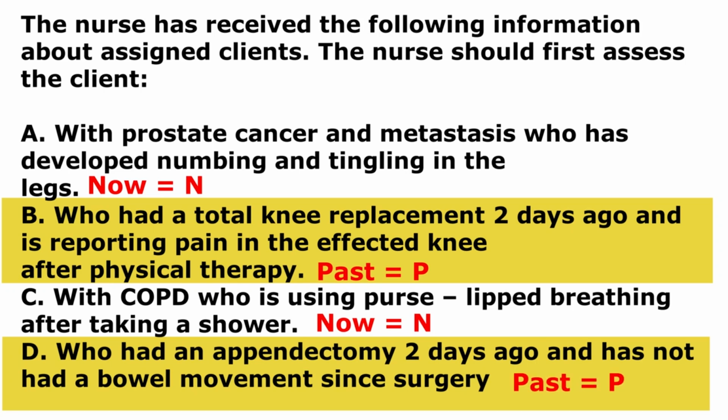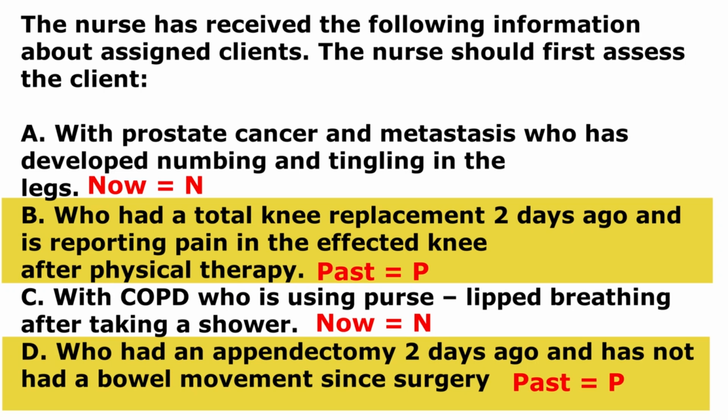Remember what I told you in my other prioritization video, to pick acute over chronic, right? So COPD is chronic. So, therefore, we don't want to pick it. With prostate cancer and metastasis, who has developed numbing and tingling in the legs? Numbing and tingling, ing, happening now. This is acute, right? So there we go. Remember to pick acute over chronic.